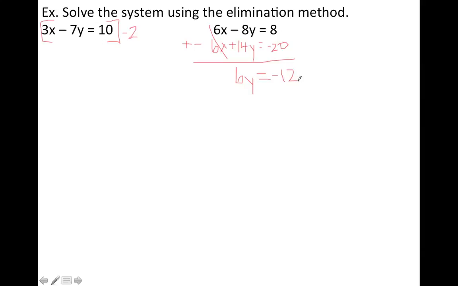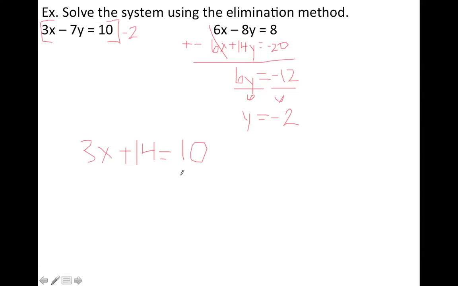And then we solve this out for y. So we divide both sides by 6, and we get y equals -2. So we have our y variable solved for. Now we just need to plug it back in to find x. Again, it doesn't matter which equation you use. I'm going to plug it back into the first one. So we have 3x, and I'm going to multiply my two numbers together. So -7 times -2 is plus 14, and that equals 10. Again, remember you put it back into the original equation.